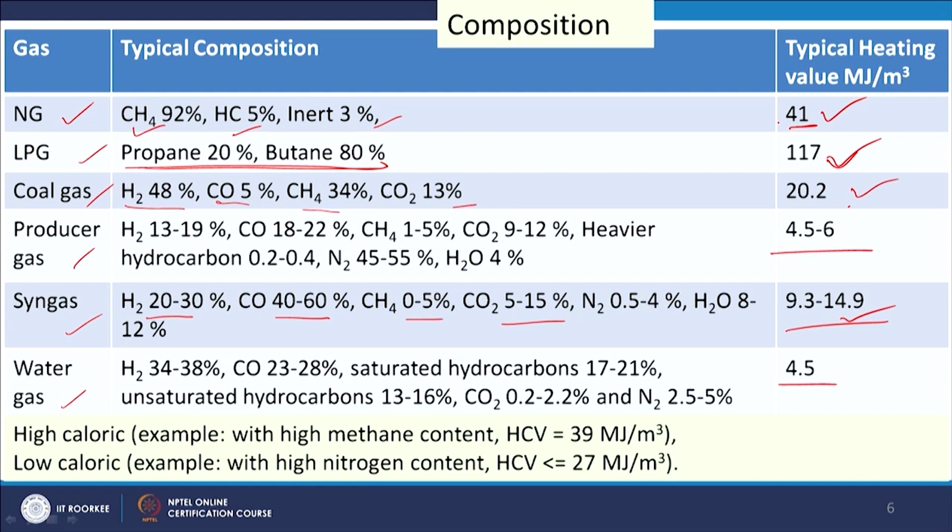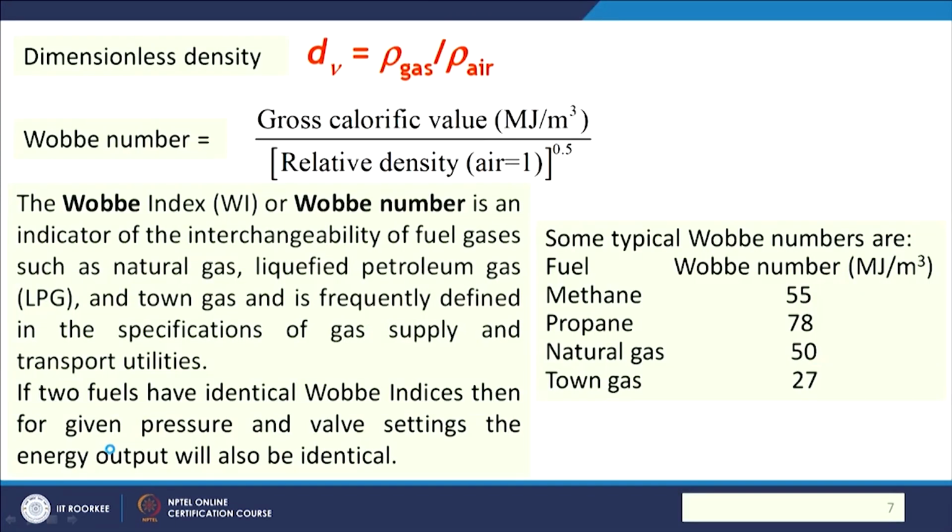Which one has higher heating value and which one has lower heating value, that demarcation has been made by this: we can consider it high calorific when the heating value is 39 megajoule per meter cube or more, and when it is less than 27 megajoule per meter cube, it is considered a low calorific value containing gas. Then we see the density.